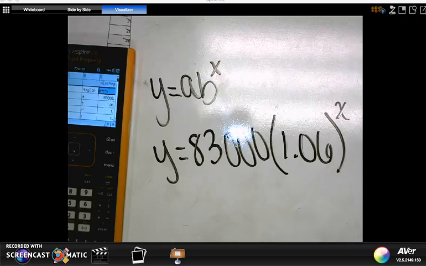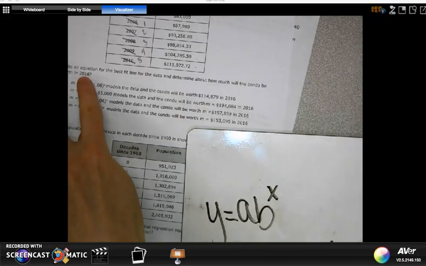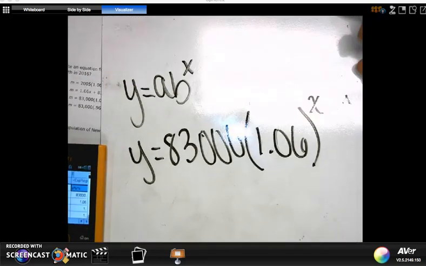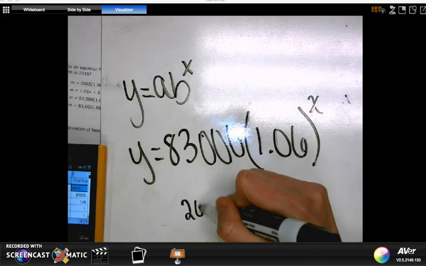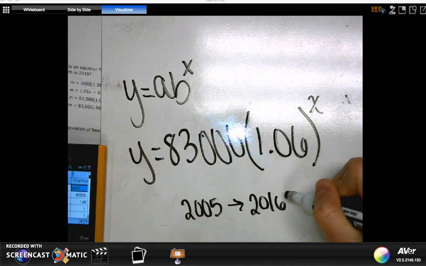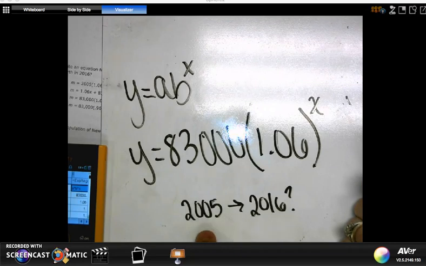And so now we can find our equation, but it also asked us to determine how much it'll be in 2016. So if we wanted to find out how much it was in 2016, we started at 2005, and we want to know in 2016. So what value will we plug in for X? You're going to plug in 11 because 2016 minus 2005 is 11. Perfect. So that's your range from then to now.